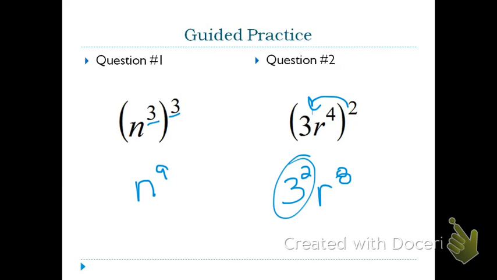Simplify or evaluate the numeric part of your answer. So 3 to the second is equal to 9. That is a very common one that you will see. 3 to the second power is 9. I would just memorize it. It appears often.